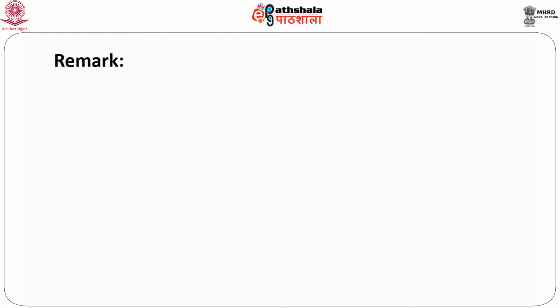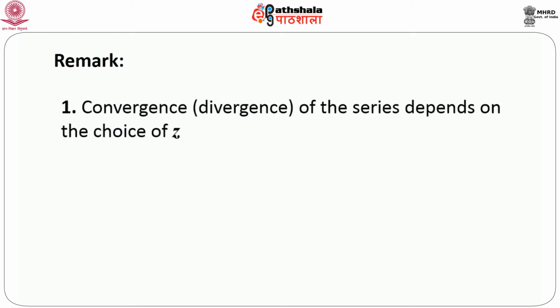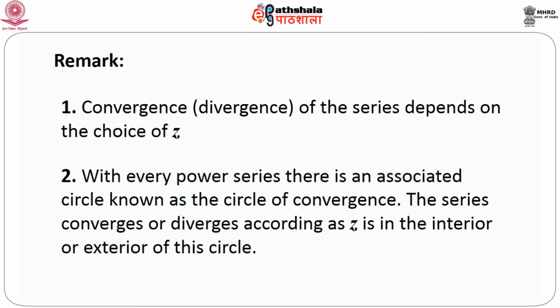We will end today's discussion with a few remarks. The first one is that convergence or divergence of this power series must depend on the choice of z. The next remark is that when we have a power series, we have a circle associated with it, which we call the circle of convergence. This means that if z lies in the interior of the circle, then the power series will converge. On the other hand, if z lies in the exterior of the circle, then the power series will diverge.